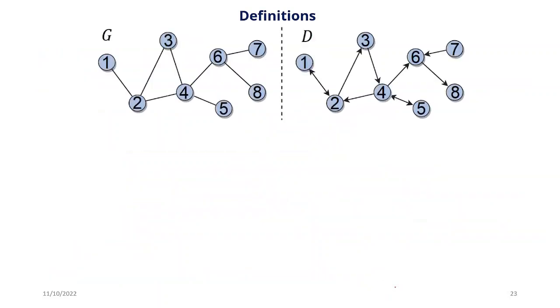And we see an example. So, let's look at two graphs here. One of them is a graph, general graph, undirected graph, and the second one is a digraph on the right side.